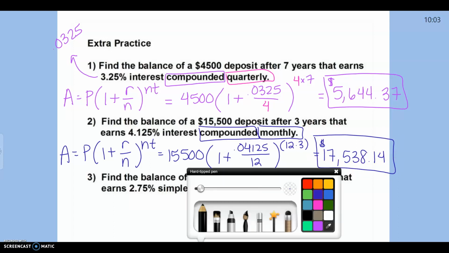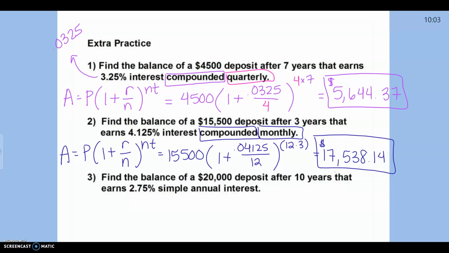Okay? Now, for our very last question of the day, we're going to tackle simple interest. So find the balance of a $20,000 deposit after 10 years that earns 2.75% simple interest. Okay? Keyword is simple. Everybody forgets. If you get used to using compound interest and then all of a sudden you go simple, you forget. So for simple interest, it's I equals PRT. So we need to actually say I equals, okay, then principal is 20,000, is how much you're starting with, times your rate, remember move your decimal, and then your time is 10 years.